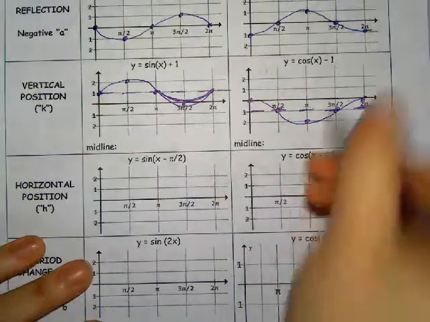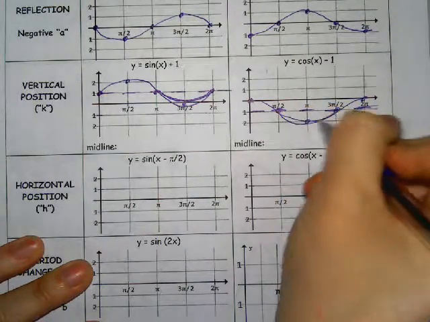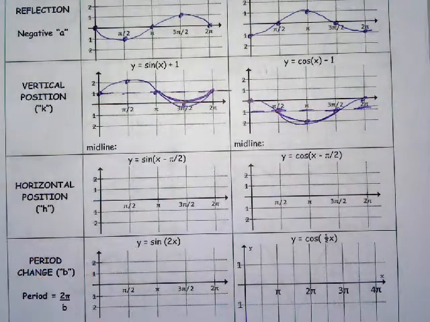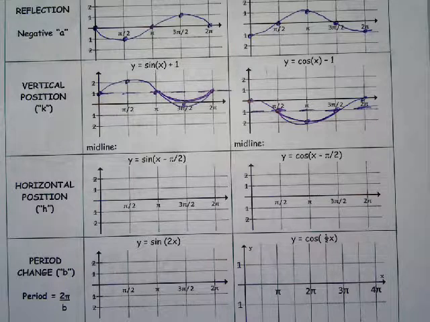And again, I'm supposed to be going through that point again. That got really messy. So whenever I have a vertical position change, the first thing I would recommend is moving that midline and then centering your entire graph around that midline. It's going to make it a lot easier to keep track of.